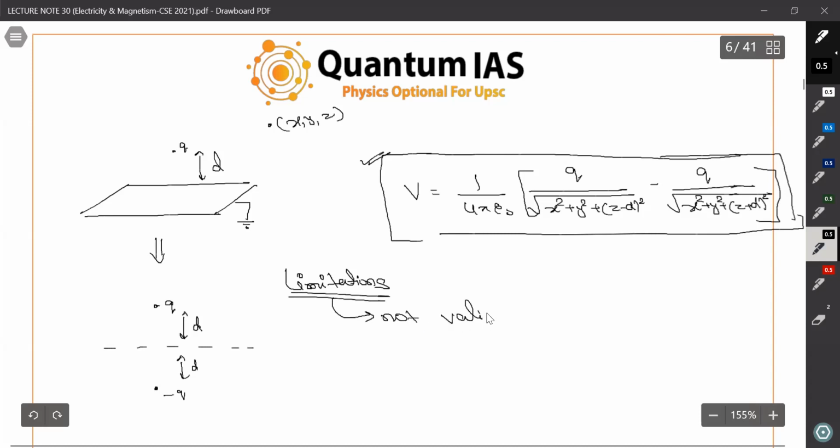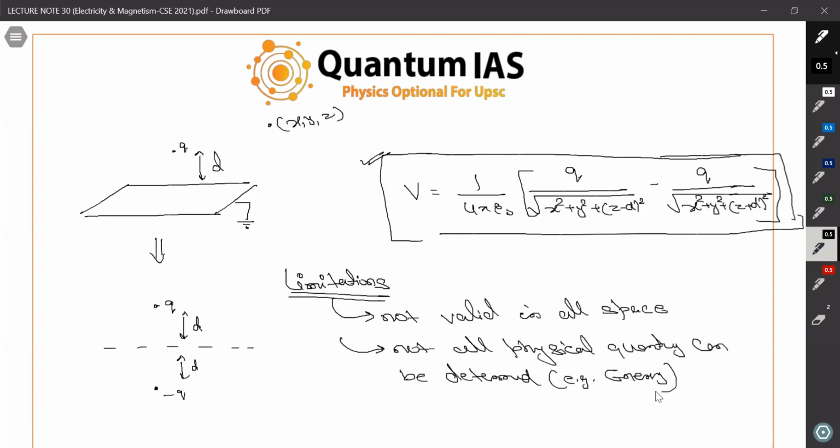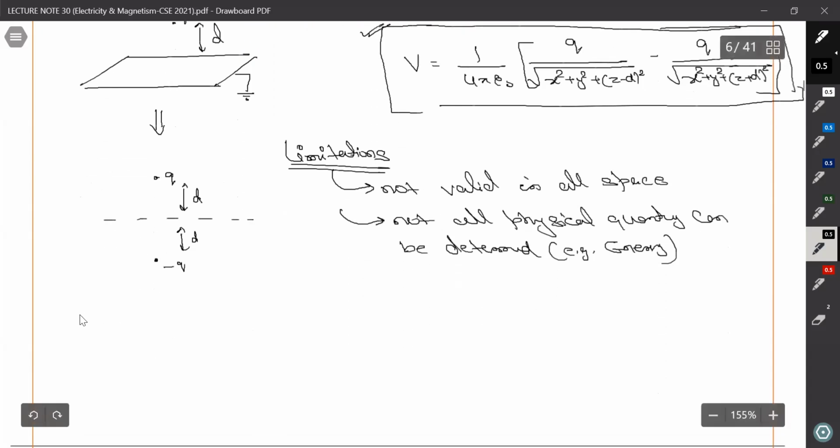Not valid in all space, not all physical quantity can be determined. Example, energy. You can find out the potential using this thing, but you cannot find out the energy, right? So what are the things we can find out?